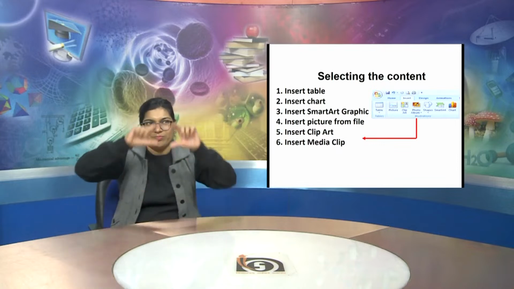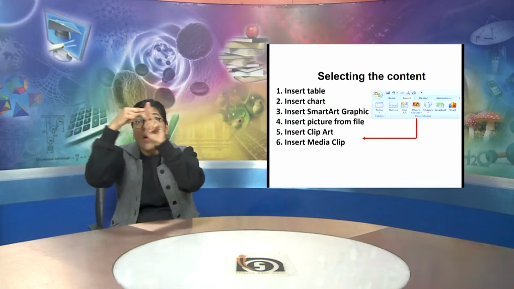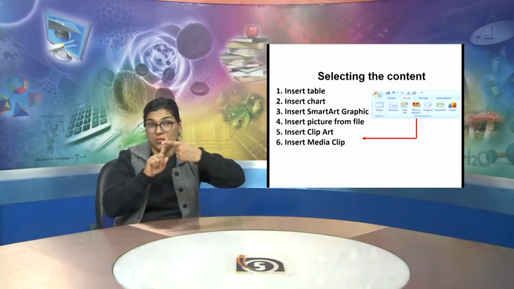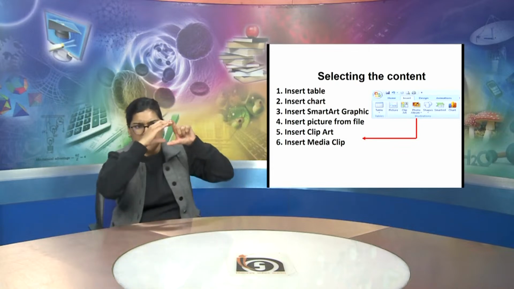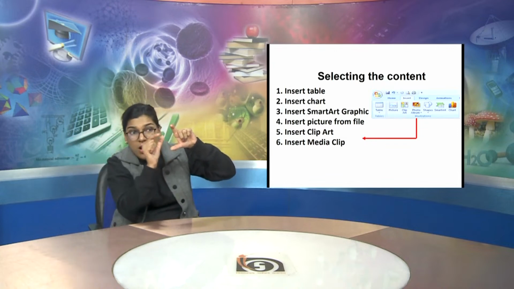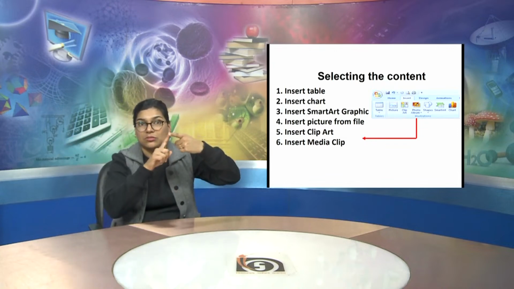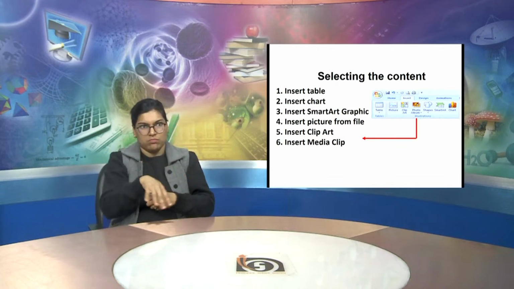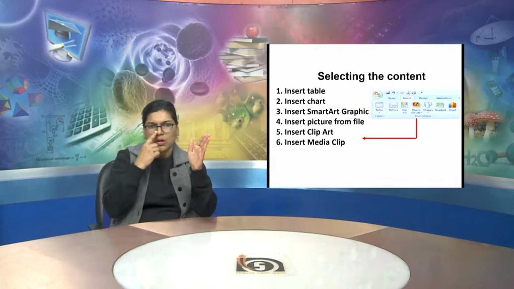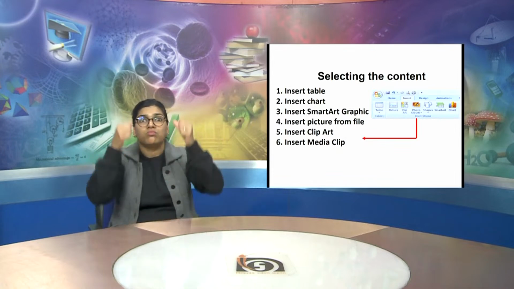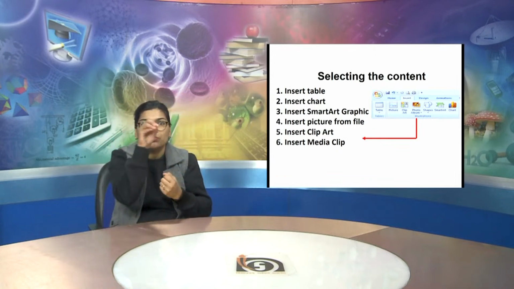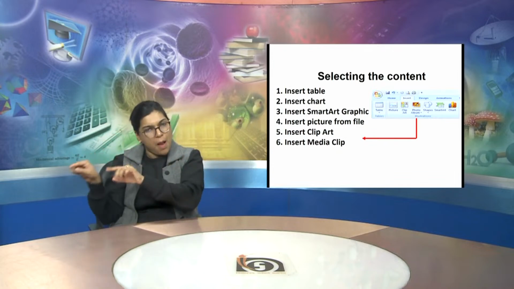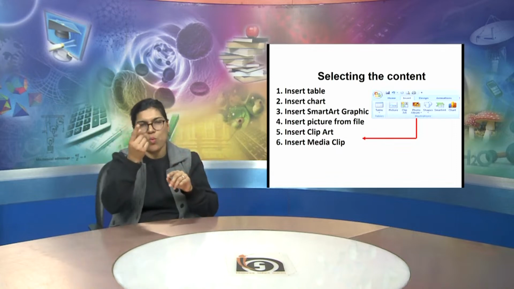Now here you can see selecting the content. Now we will understand how we select our content. So these are the tools which help us do our work. For making a table or any chart, if we want to insert a table, then we go to this tool option and then use these 1 to 6 options accordingly one by one.